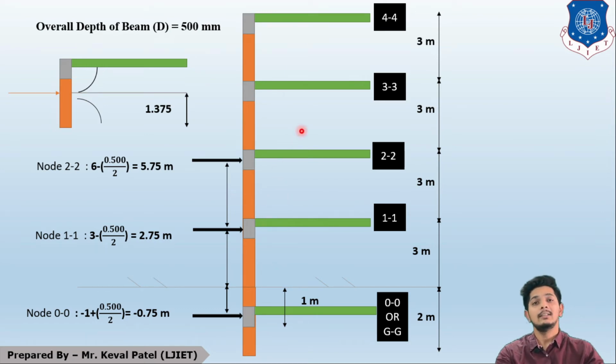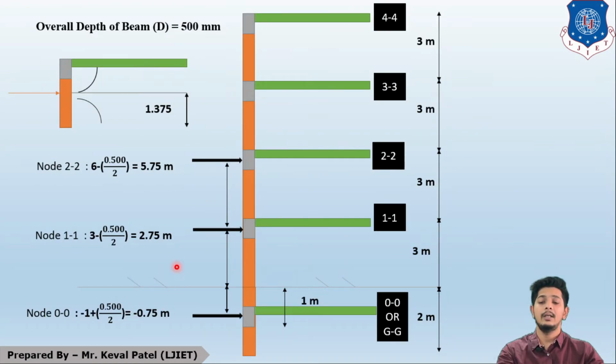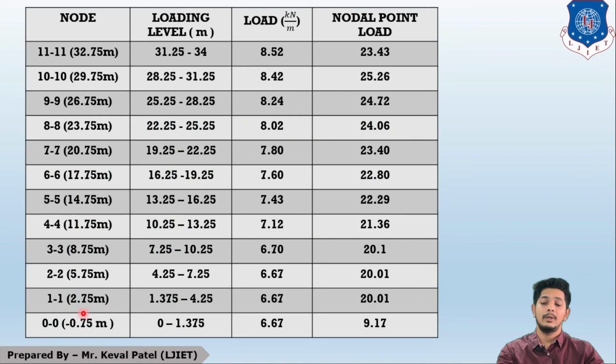Let us see that in the table. In this table, nodes are given in the first column. Minus 0.75, as we have seen. Minus 0.75. First node is at 2.75. Second, now if we add 3 story height in all the nodes, we can get the next one like that. And the topmost will be having some parapet.